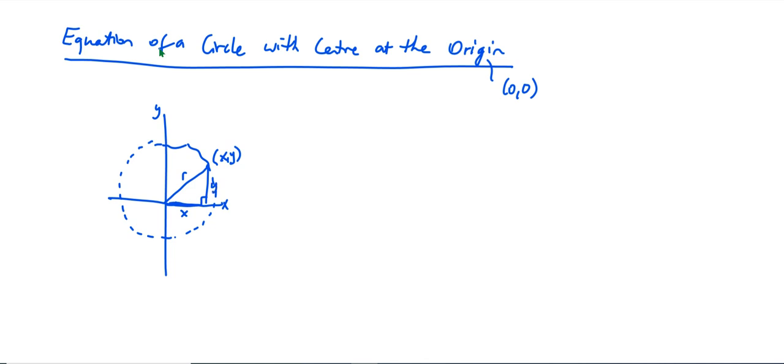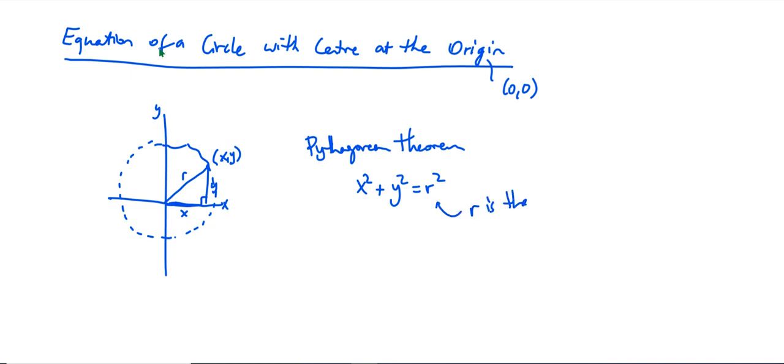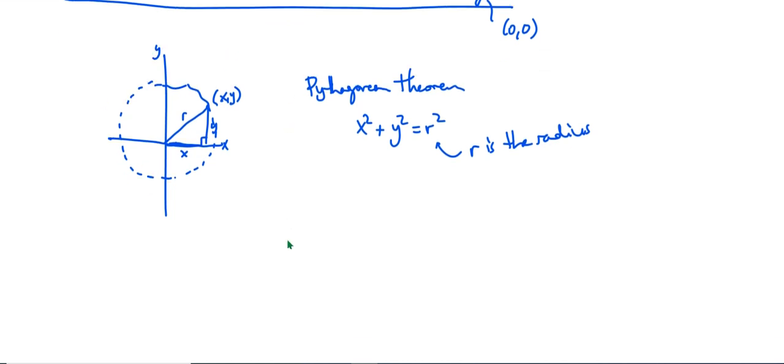So in my right-angled triangle, I can use the Pythagorean theorem to write a relationship that looks like this. Well, a squared plus b squared equals c squared, so x squared plus y squared equals r squared, where r is the radius of the circle. That's called the equation of a circle with center (0, 0). So how do we use this?